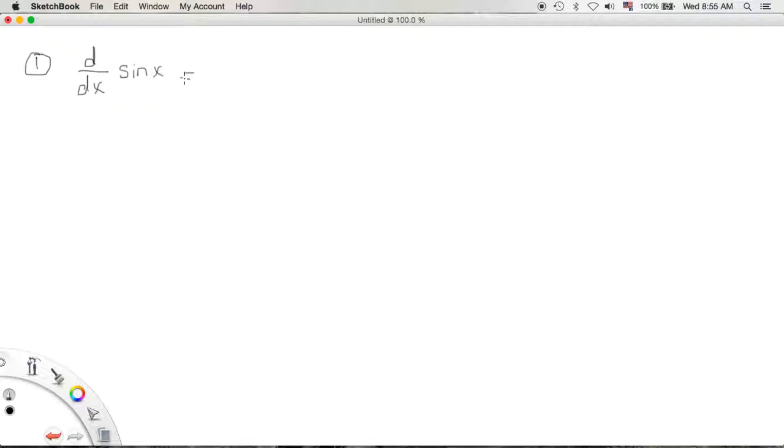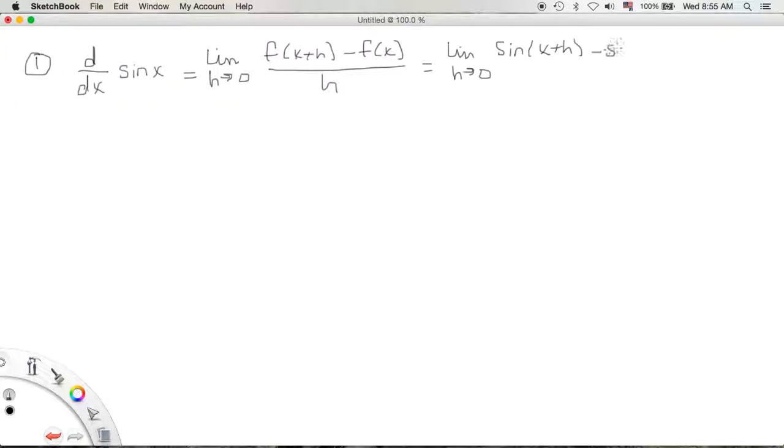So if we want to find the derivative of the sine of x with respect to x, remember the definition of a derivative is you take the limit as h goes to 0 of f at x plus h minus f of x over h. So if we fill this in, we're going to take the limit as h goes to 0 of the sine of x plus h minus the sine of x all over h.